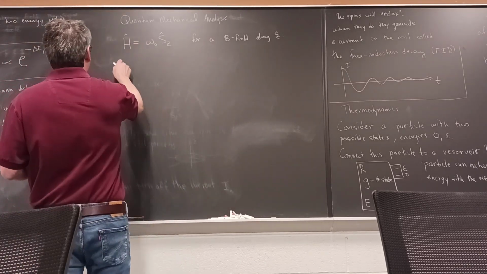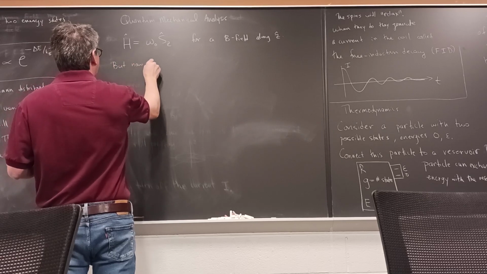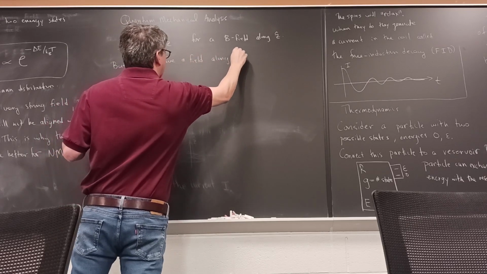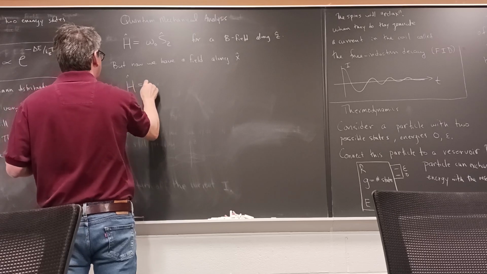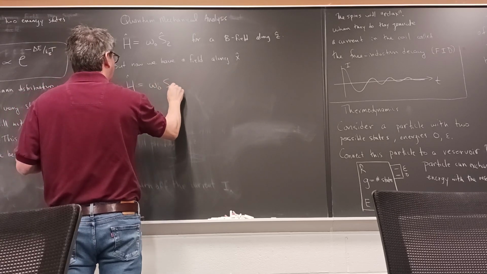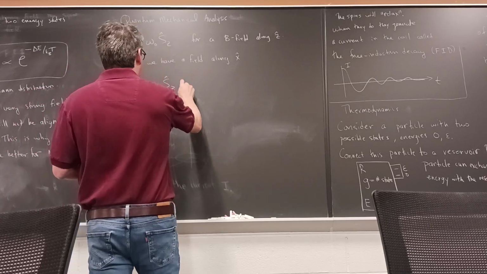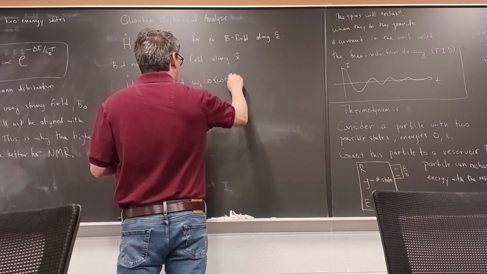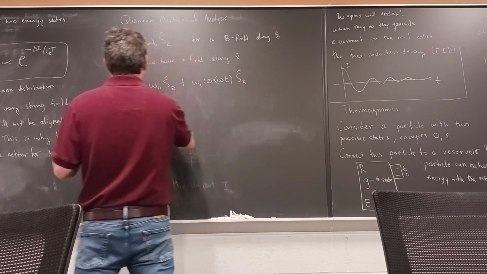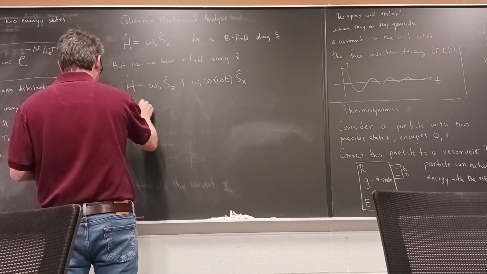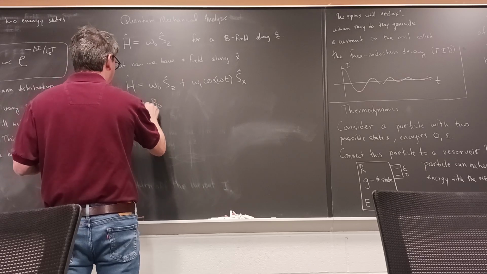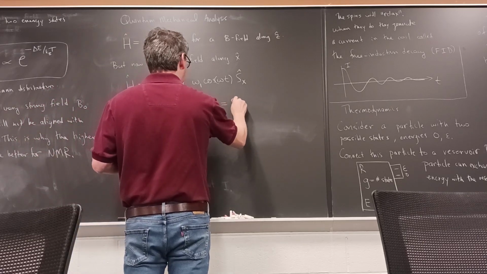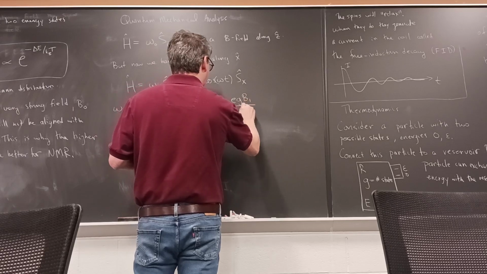But now we have a field along X, so we'll write H is equal to omega 0 S Z hat plus omega 1 cosine omega t S X hat, where omega 0, remember we defined this as, it was E times G times B0 over 2MC. And omega 1 will be EG B1 over 2MC.